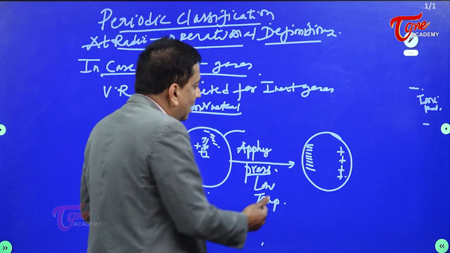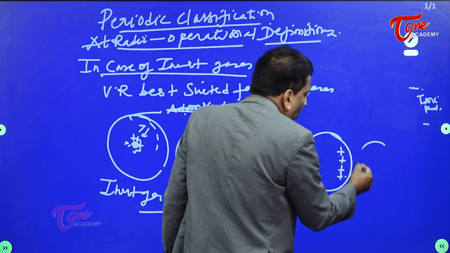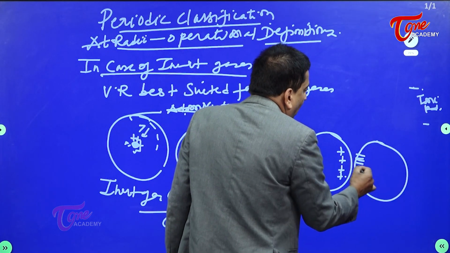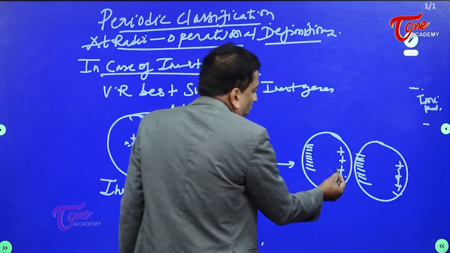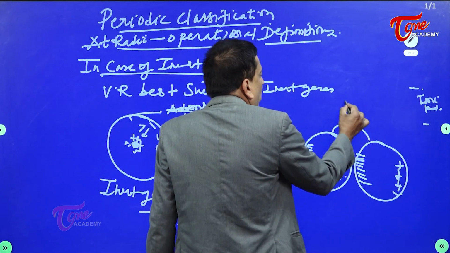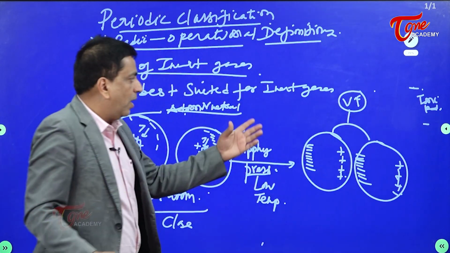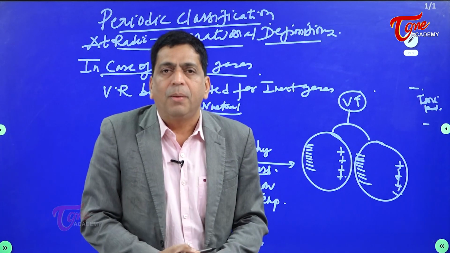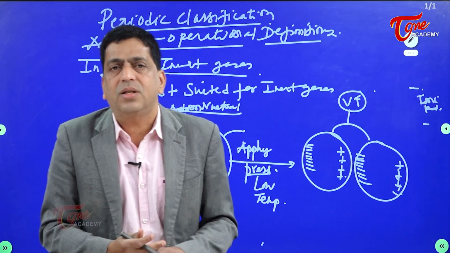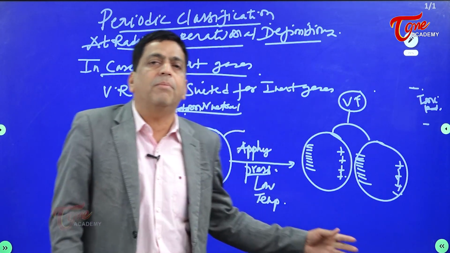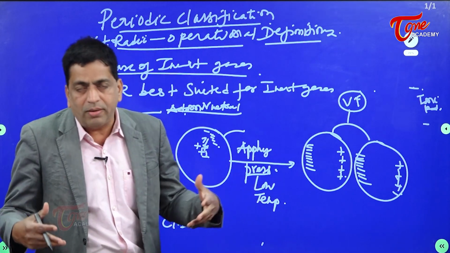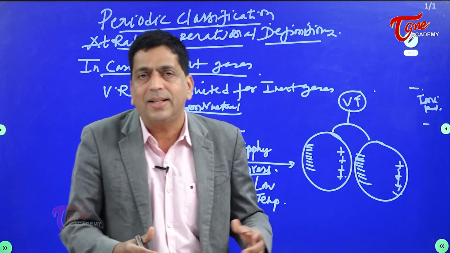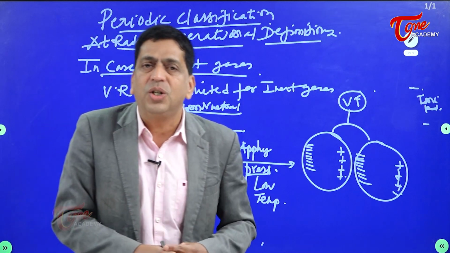Then this positive might attract the negative in the other atom, because now they are actually close. This is how positive and negative charges alternate, and now you have a van der Waals force between them. But this van der Waals force doesn't exist under normal conditions. Remember, by applying pressure and lowering the temperature, the inert gas atoms are very close to each other, and the equilibrium gets disturbed.